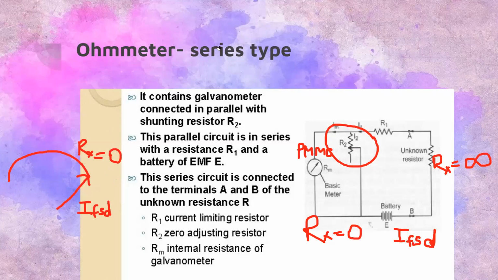Now the next case, that is what if Rx is equal to infinity. Infinity means there's a lot of resistance. Current will be, what will be?